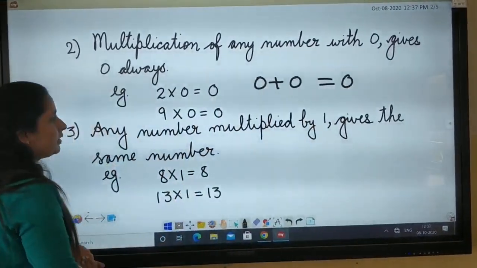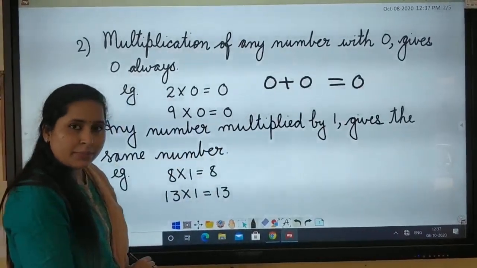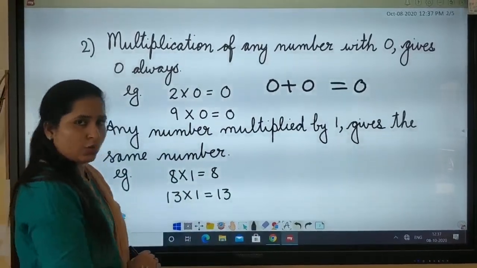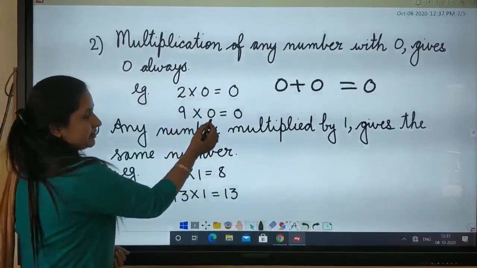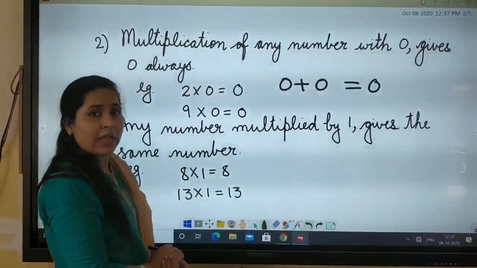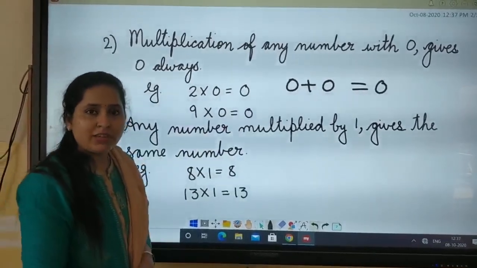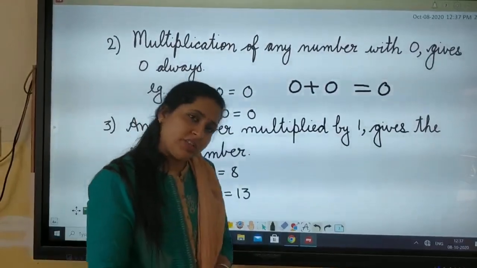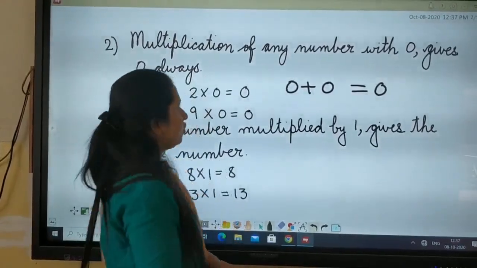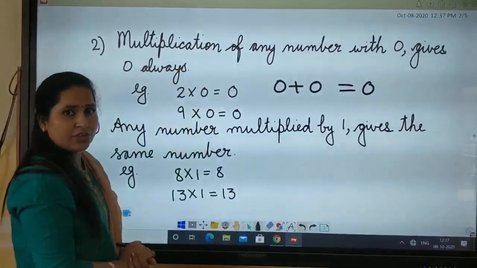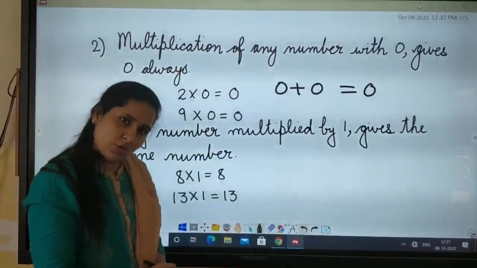In the same manner, you can multiply any number by 0. You will get the answer 0 only. Like 9 multiplied by 0. It means you add 0, 9 times. Again, it doesn't matter how many times you are adding 0, 0 will remain 0 only. So, multiplication of any number with 0 gives you the answer 0 only.